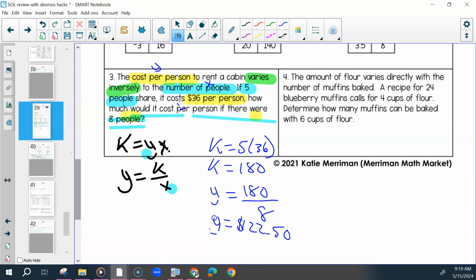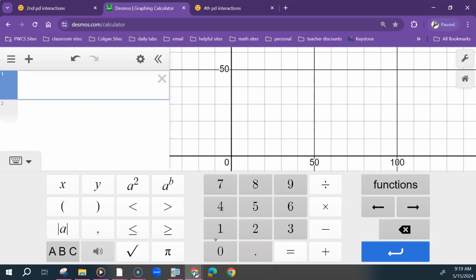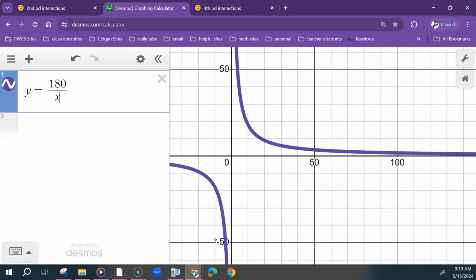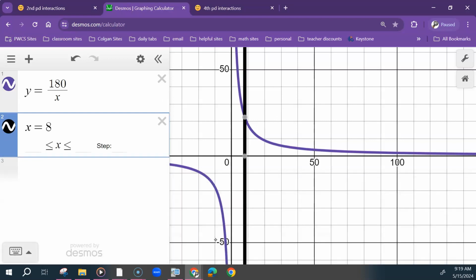Once you have k, you could just put that equation into Desmos, except now with the 8, just with x. You're going to get your hyperbola. And then we know that x is 8, so you would type in x equals 8, and find where those 2 lines cross. Either one.